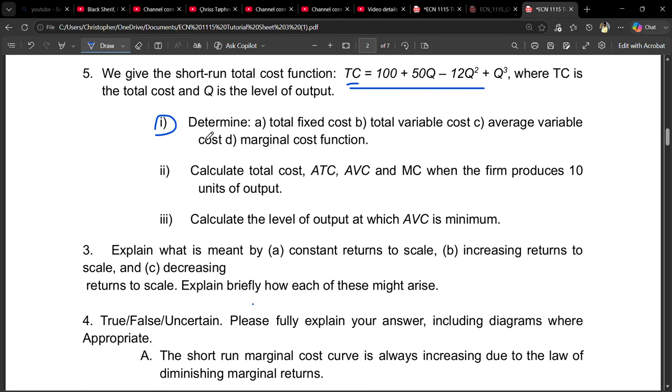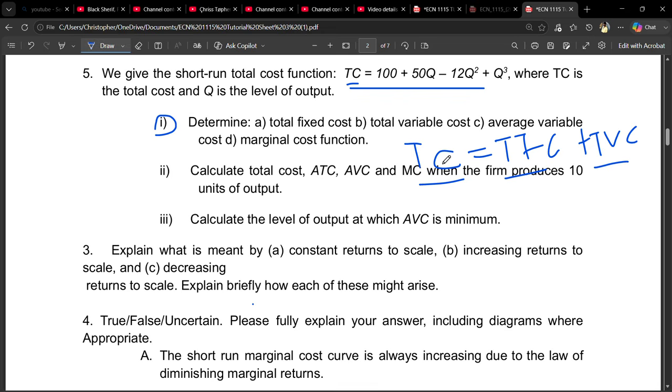Question 1 says determine A, the total fixed cost. So what you have to understand first is what total fixed costs are. We have total cost, right? On total cost we have total fixed cost plus total variable costs. So you have to understand what total costs, total fixed costs and total variable costs are, for you to solve all these things that are here.